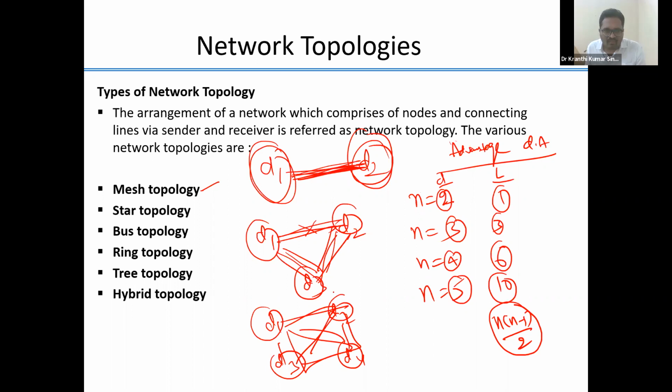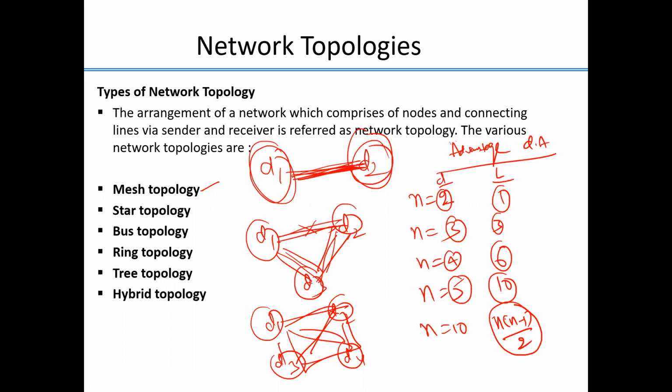So in GATE questions or other competitive exams, they might ask about these things. How many links are required for connecting 10 devices using mesh topology? How many links do you need for 10 devices? 10 into 9 by 2, how much is it? 45. That's it, 45, right?